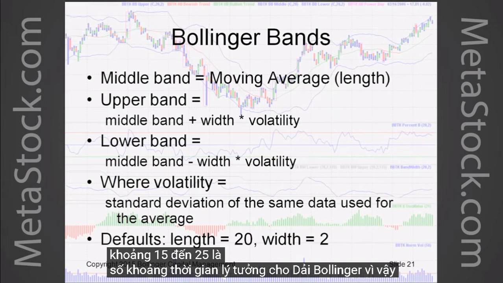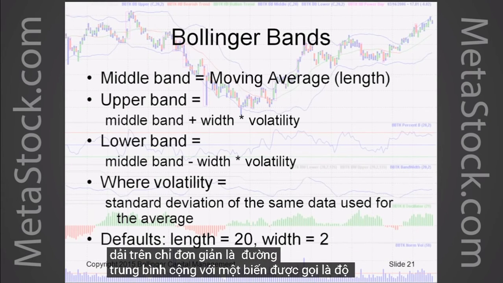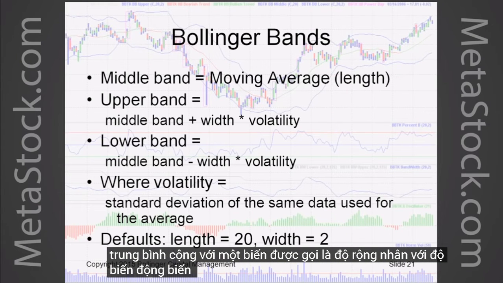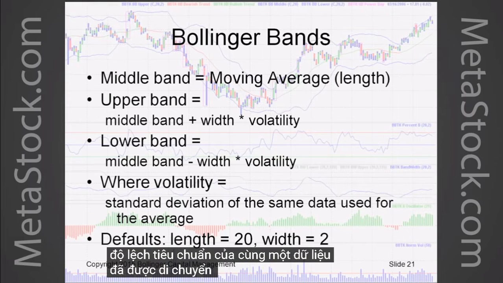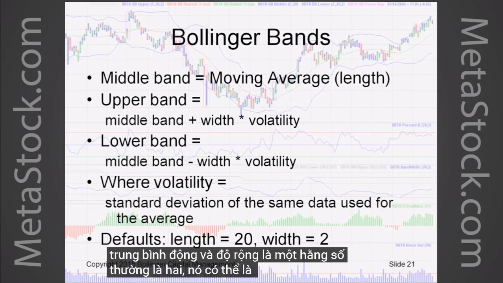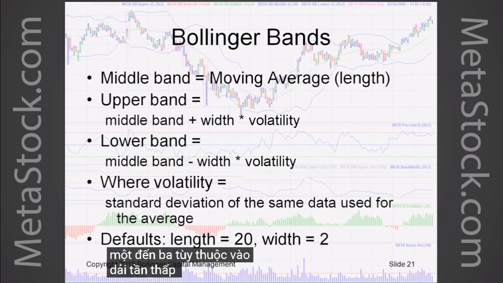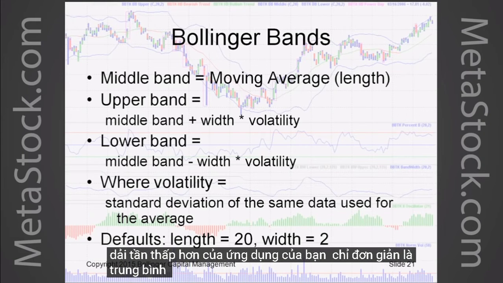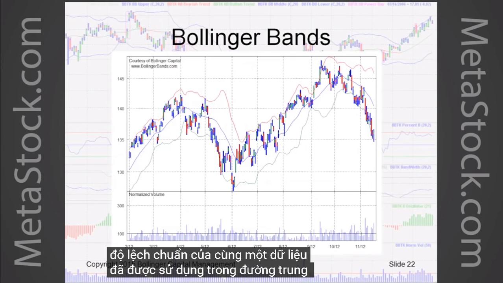So the upper band is simply the moving average plus a variable called width times volatility. Volatility is the standard deviation of the same data that was used in the moving average. And width is a constant. Usually it's 2, but it can be anything from about 1 to 3 depending on your application. The lower band is simply that moving average minus width times volatility. And again, volatility is the standard deviation of the same data that was used in the moving average.